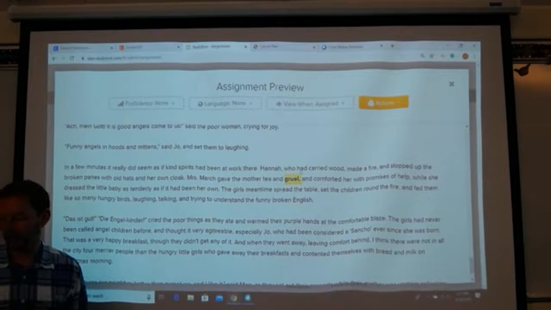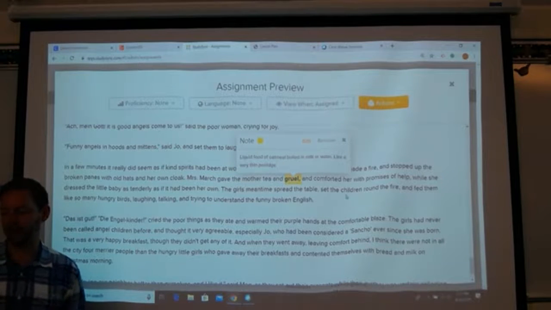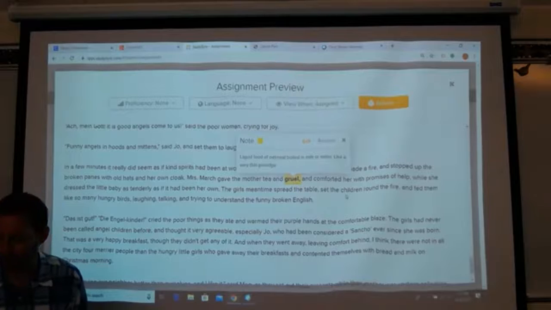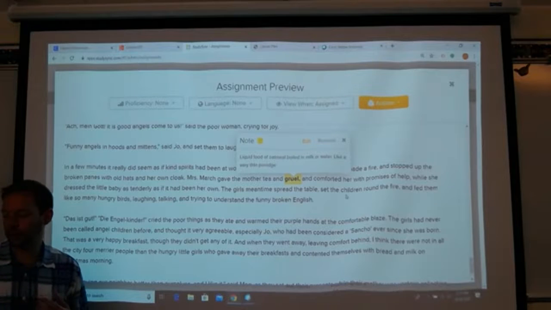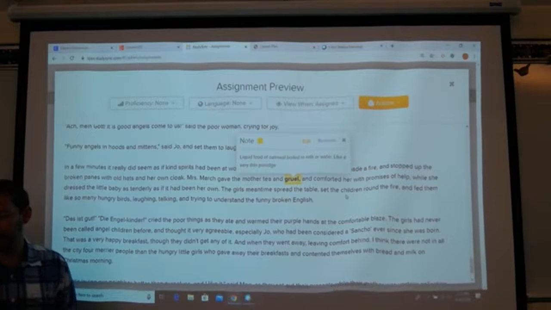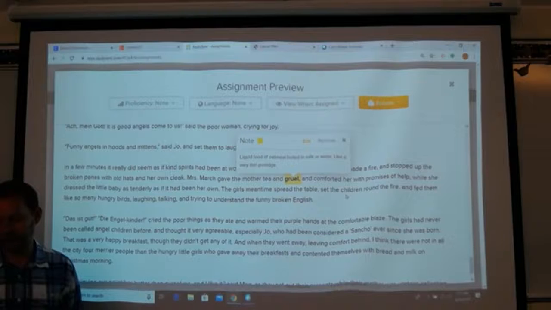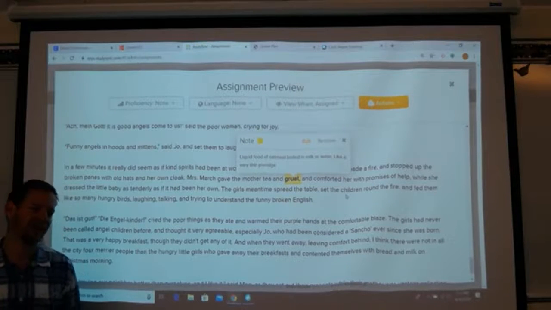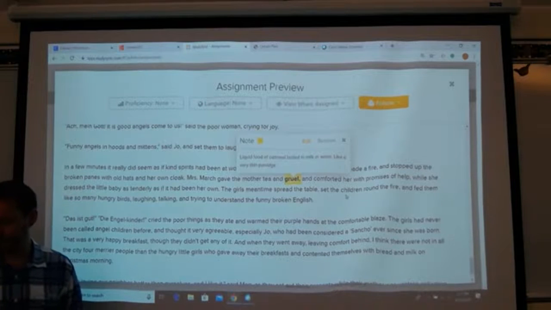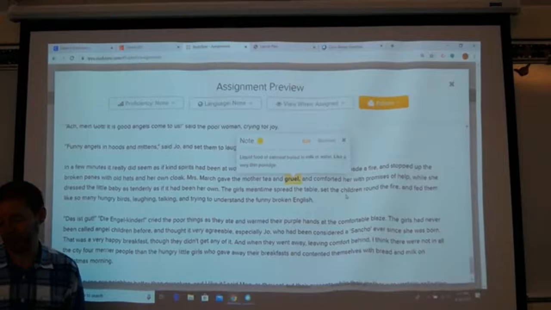So what we're looking for here, you guys, is gruel is a liquid food of oatmeal boiled in milk or water, like a very thin porridge, okay? So you might have put soup or liquid food or porridge. It's kind of what we're looking for here. So again, liquid food of oatmeal boiled in milk or water. It's going to be kind of runny, not a lot of consistency to it. Something a lot of poor people would eat, okay?